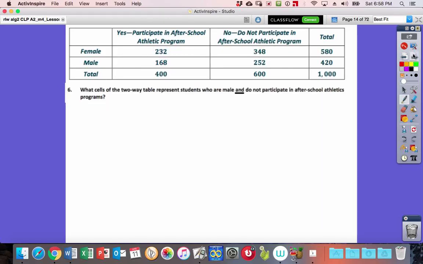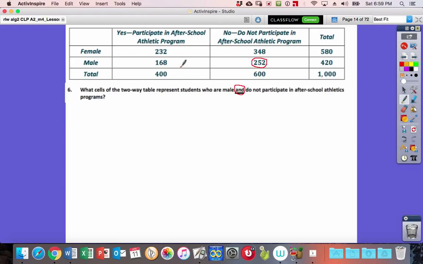Okay, so then it asks what cells of the two-way table represent students who are male. And now we're going to talk about an and statement. And means both of them have to be true. It can't be one or the other. So they have to be male and they do not participate. It would have to be right here. If I picked this one, that would fulfill that they're male, but they don't participate.